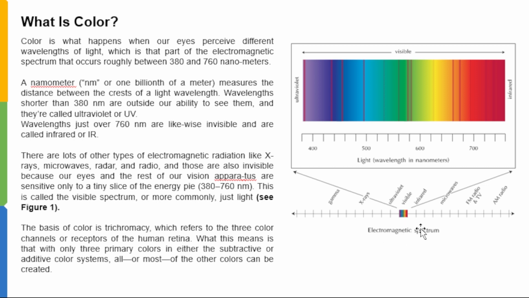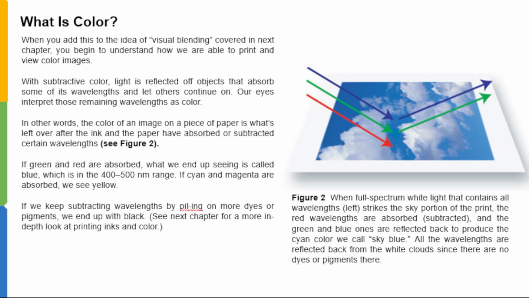This is the electromagnetic spectrum. The basis of color is trichromacy, which refers to the 3 color channels or receptors of a human retina. What this means is that with only 3 primary colors in either the subtractive or additive color systems, all or most of the other colors can be created. When you add this to the idea of visual blending covered in the next chapter, you begin to understand how we are able to print and view color images.